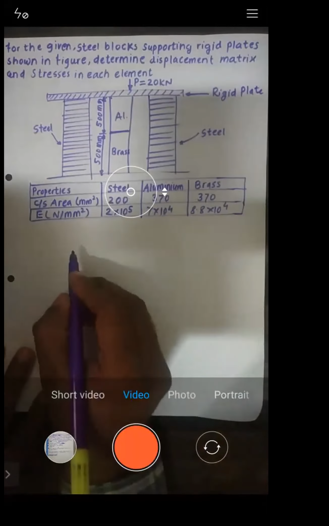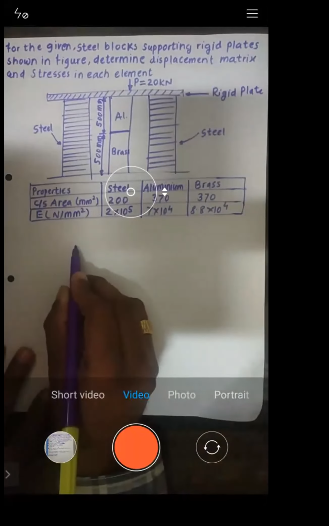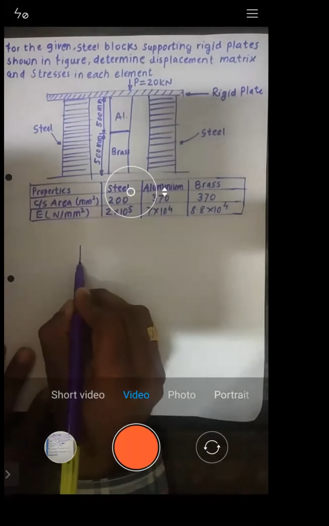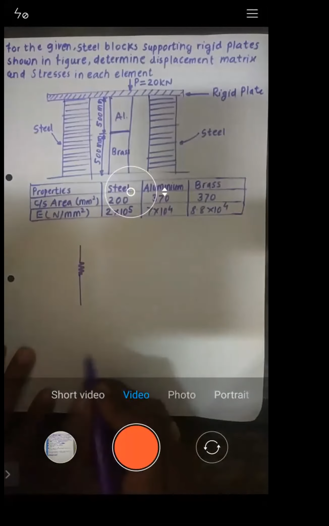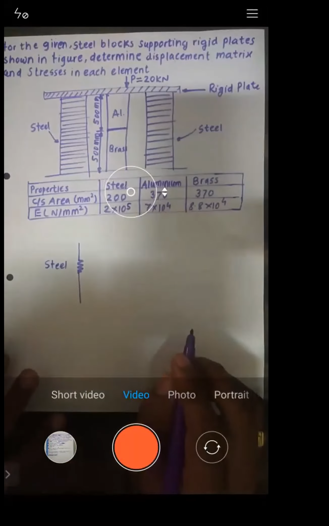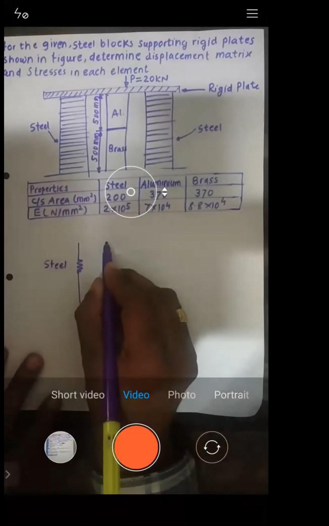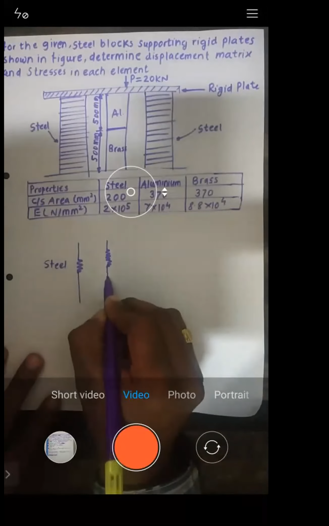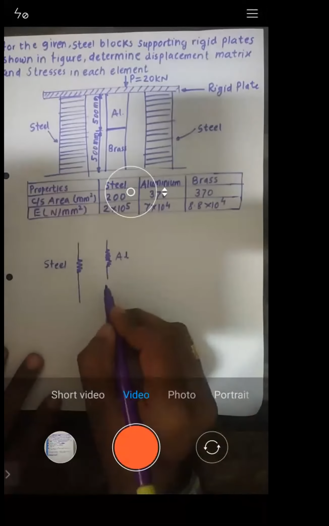Now see, can I call this steel as one element? Is it okay? Yes, sir. This is steel as one element. Try to understand, I make it some diagram like an electrical circuit. This is a steel element. After that, can you have this aluminum element? Is it okay? Yes. This is the aluminum element.